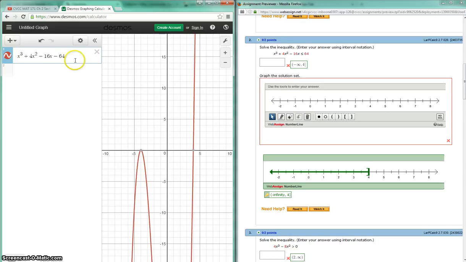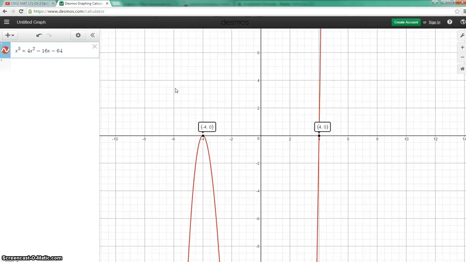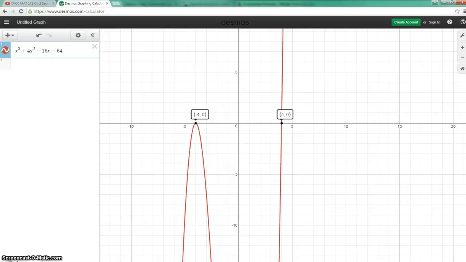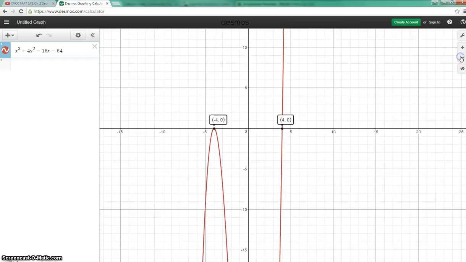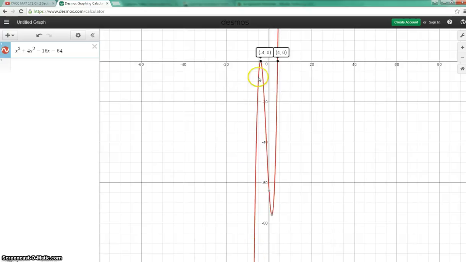I'm looking for all the x values that are going to make the y value less than 0. So I see all the values on this thing less than 4, because I know a cubic has this type of motion, right? So it's going up, down, then back up. So it goes from left to right. Everything to the left of 4 is beneath the x-axis, so it's less than or equal to 0.